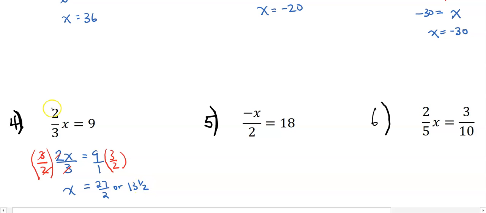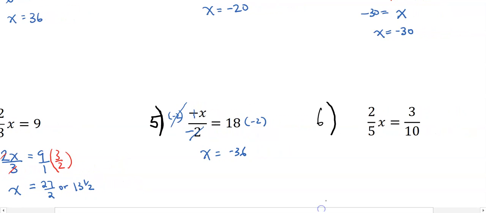Okay? So if it's a fraction in front of x, you multiply both sides by the reciprocal to undo and be left with 1x. This one we have done already, so we now know that if we have a negative in front, we can just move that negative to the bottom. And now we can multiply both sides by -2, and that will cancel, and I'll be left with x is -36.